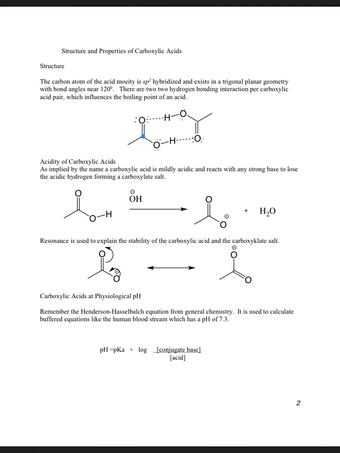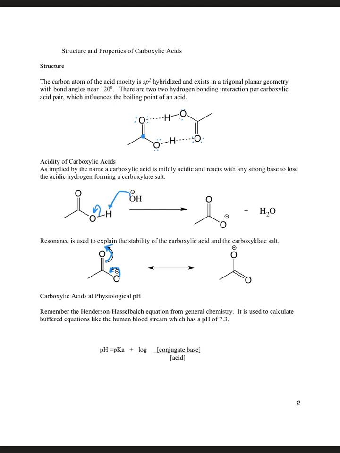Now, the acidity of the carboxylic acid. Remember, the functional group is the carboxylic acid, so obviously it is an acid. We can add a base, and the base can pull a hydrogen off of the carboxylic acid to give us the carboxylate. We can draw resonance structures of the carboxylate where the lone pair on the oxygen with a negative charge goes down to form a double bond, and we break the double bond and get the other resonance structure of the carboxylate.